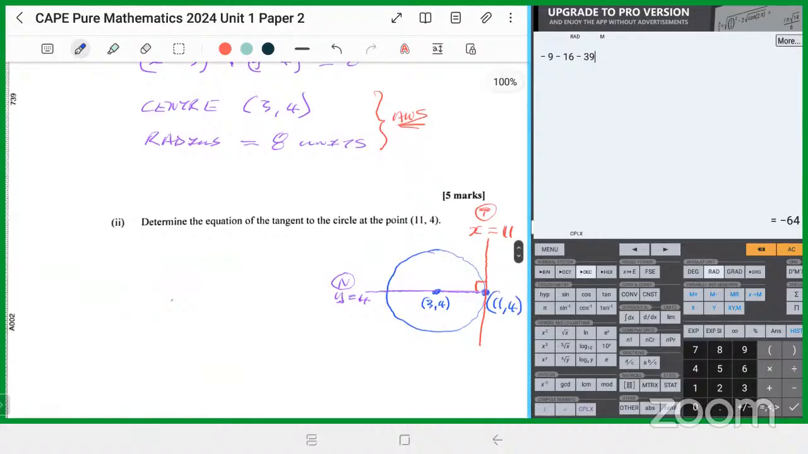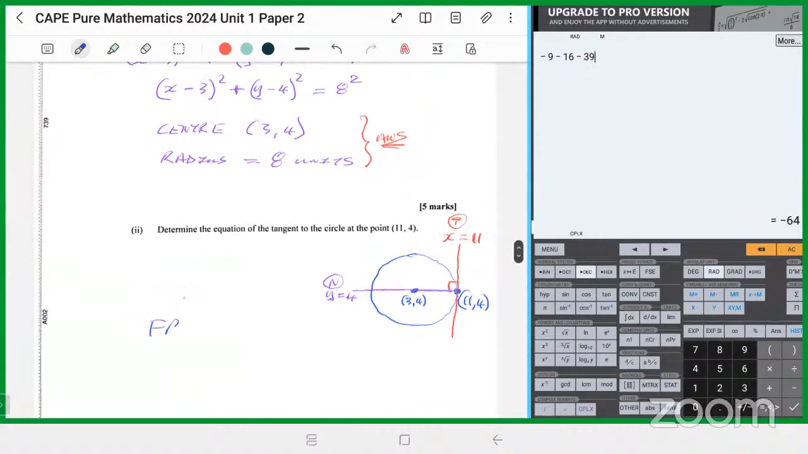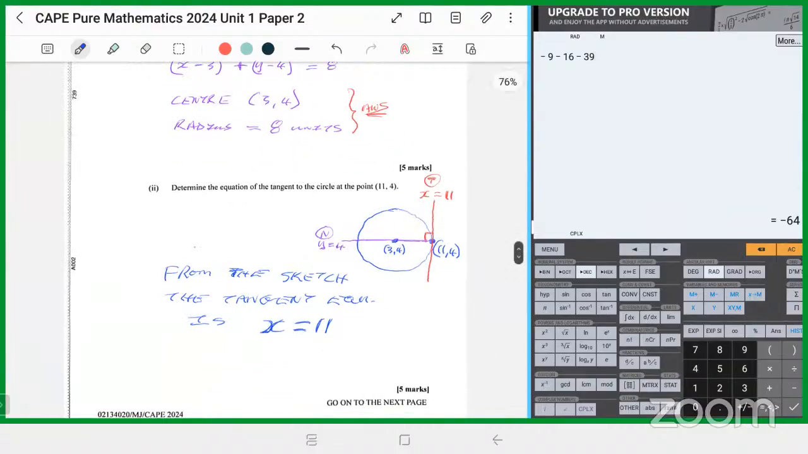So from the sketch, you don't need any calculation. From the sketch, the tangent equation is x equals 11. What is it? Calculation needed. 5 marks for that. Wow. Paper wasn't difficult, man. Getting 5 marks or something like that.